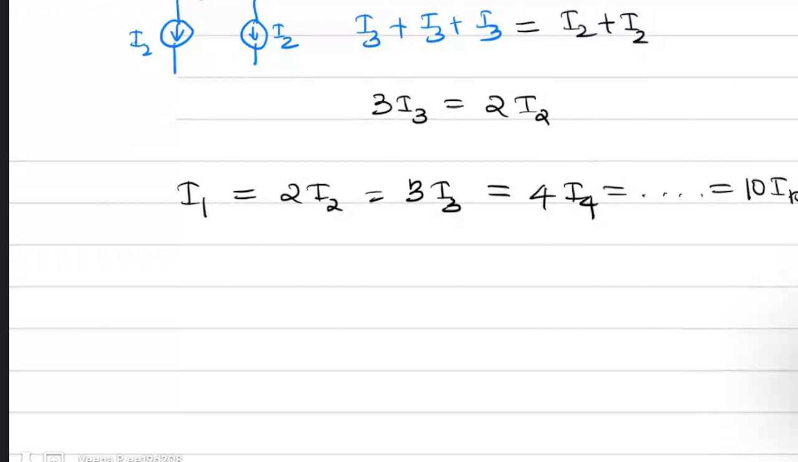So now let us write each currents in terms of I1. So I1 is equal to 2 times I2, which means I2 is equal to I1 by 2.